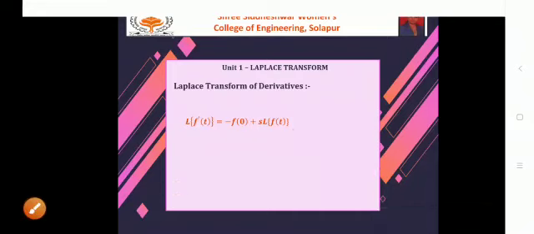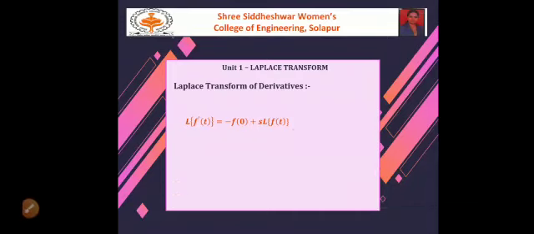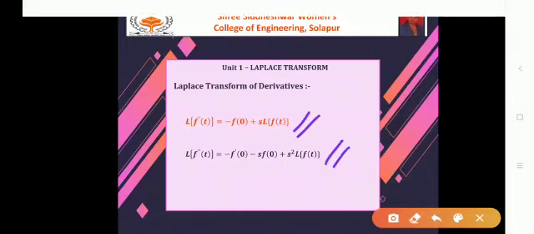Now the second order derivative, L of f double dash of t, equals minus f dash of 0 minus s into f of 0 plus s square into Laplace transform of the given function f of t. Just observe these two results. Here, for the first order derivative, in the RHS there is no derivative, and the last term is positive. Here, for the second order derivative, the last term is positive and it is multiplied by s square. Here it is multiplied by s, here it is multiplied by s square.